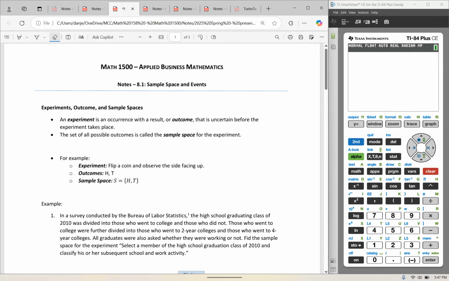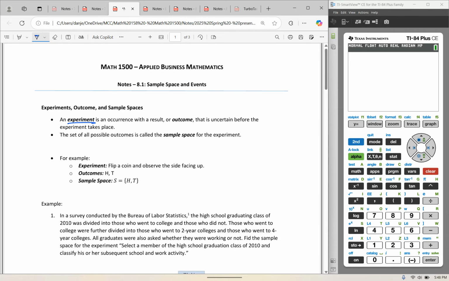This is section 8.1, the sample space and events. We're going to look at a sample space, experiment, outcome, event. Again, this is a lot of vocabulary. I feel like in this chapter, in this unit, we are talking a lot of vocabulary. So first of all, some definitions here.